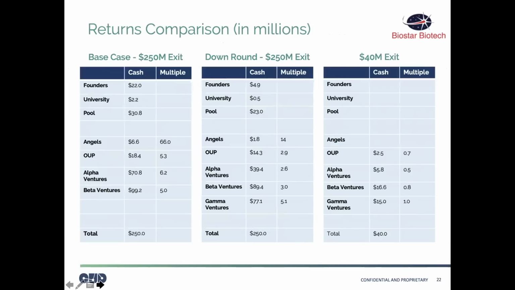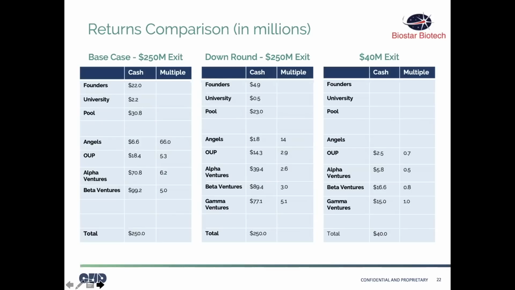So on the next slide, we just look at the return comparisons. Remember, we had a base case, which was everything looked great. We sold it for 250 million. The down round scenario where there was that extra Series C at a lower price, but again, a good exit, a $250 million exit. And then 2 failed trials and a $40 million exit to point out the comparison across the 3 scenarios.